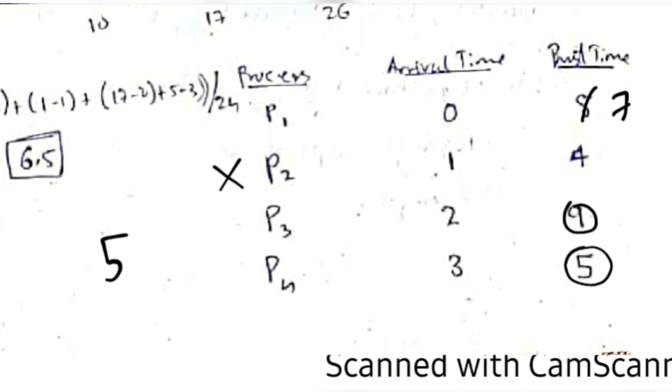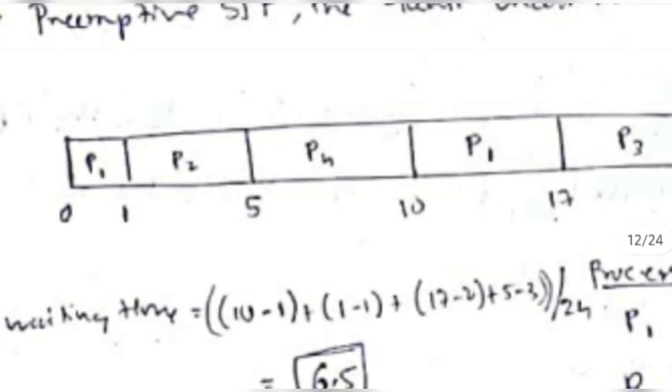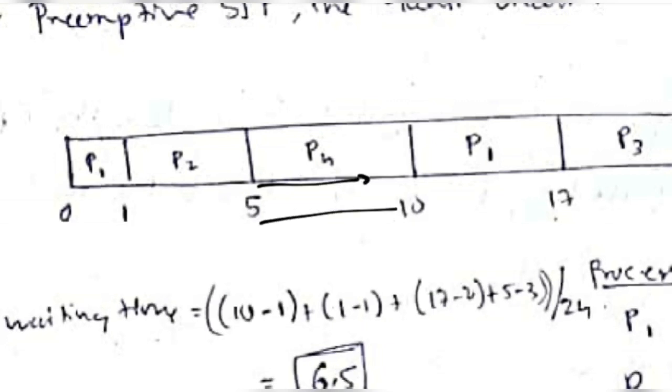See, P1 is 7 now and P3 is 9 and P4 is 5. Which one will be taken into consideration? P4, right? It's the least one among all these three. So P4 will be executed for the next 5 milliseconds. See, P4 will be executed from 5 to 10 milliseconds.